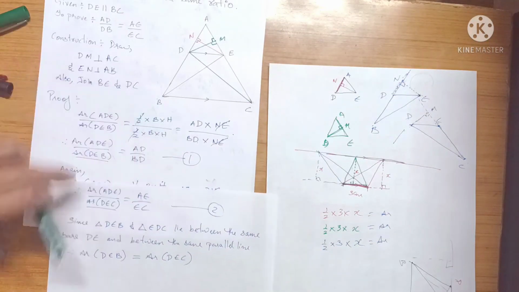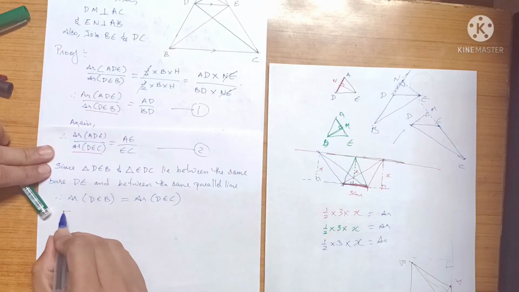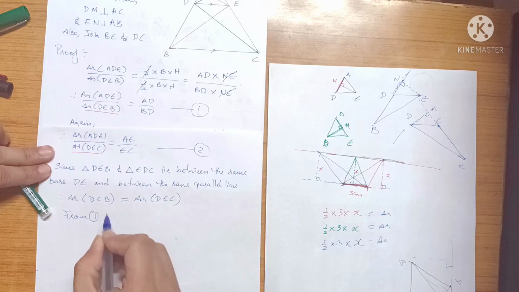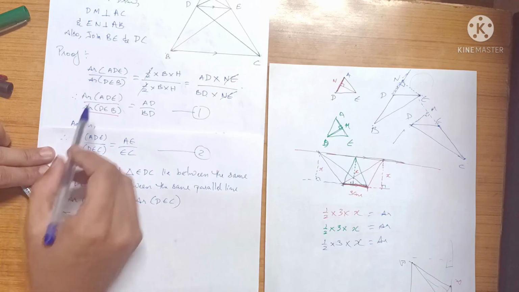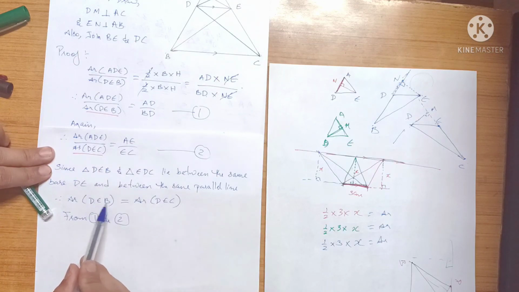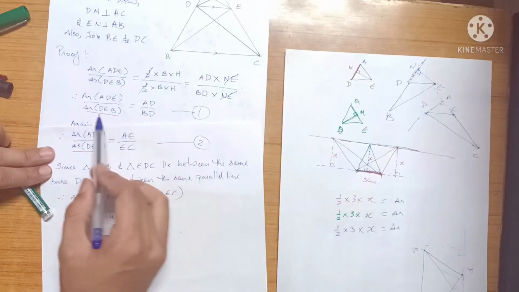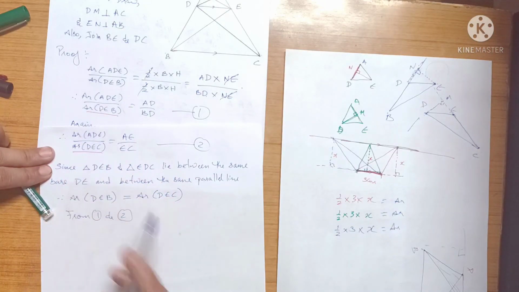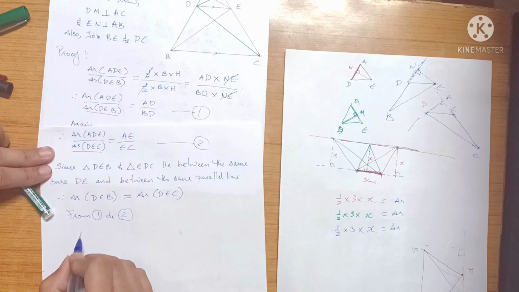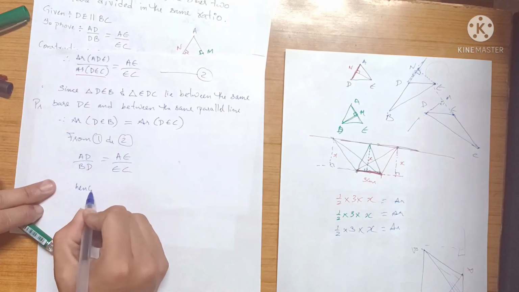So now that we showed that DEB equal to DEC, from 1 and 2, ADE by DEB. So in place of DEB, write DEC. So if I write instead of DEB, DEC, ADE by DEC. So from 1 and 2 we can say AD by BD equal to AE by EC. And it's proved.